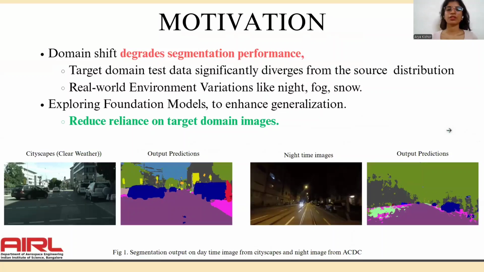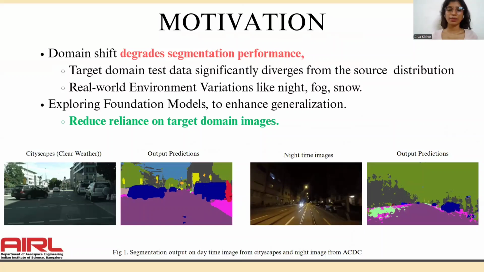Zero-shot domain adaptation is a kind of transfer learning where a model is trained on a source domain and adapted to a target domain without access to any data from the target domain. Here's an image taken in clear weather during daytime, and the segmentation output for this is pretty accurate, whereas for the nighttime image, it is not as accurate.